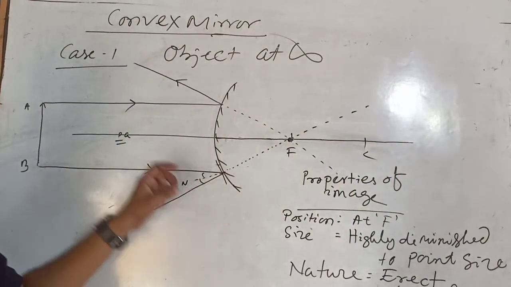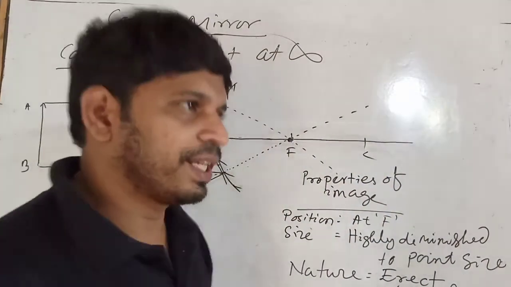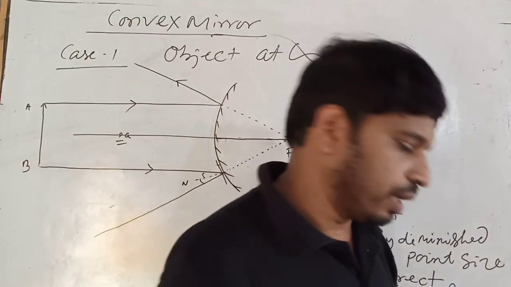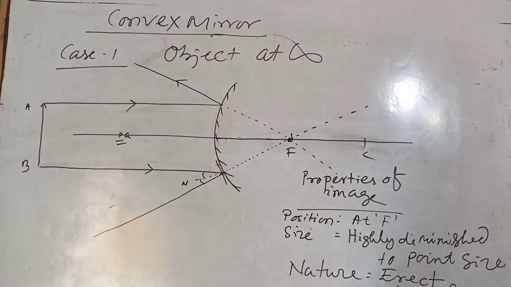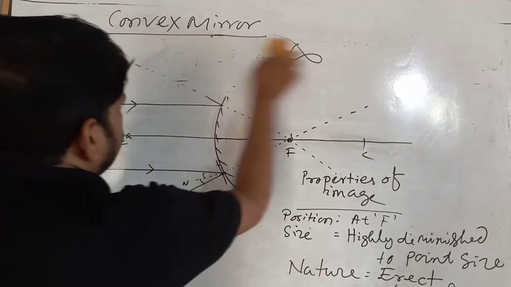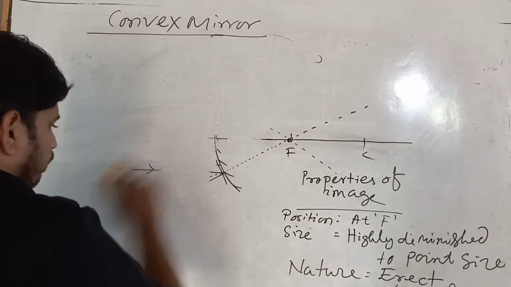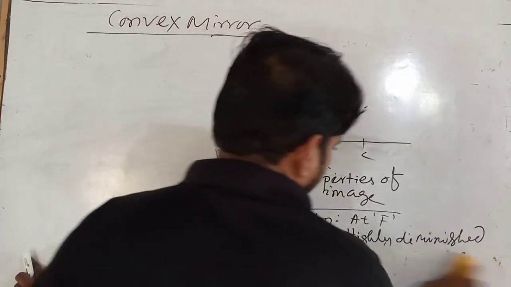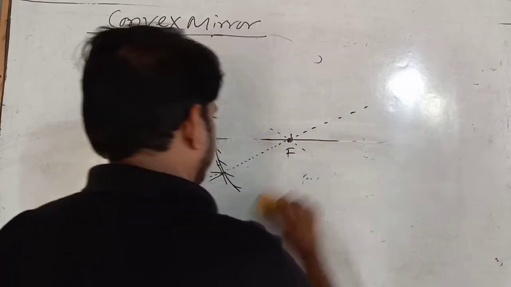Remember that a convex mirror always gives an erect and virtual image. A convex mirror always forms an erect and virtual image.